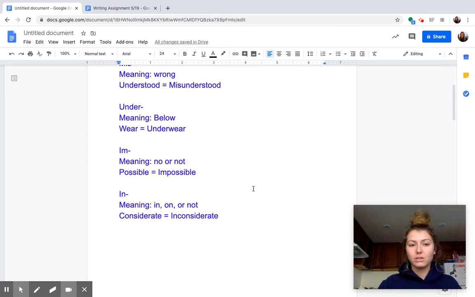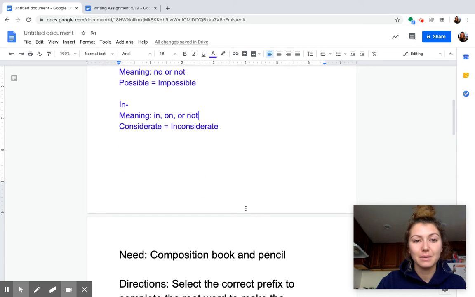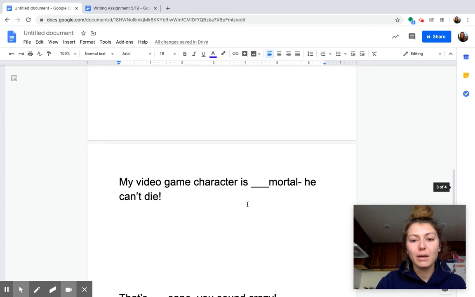So we have two choices here. We have im and we have in. Both could mean not, to give the opposite meaning. So we can try both.